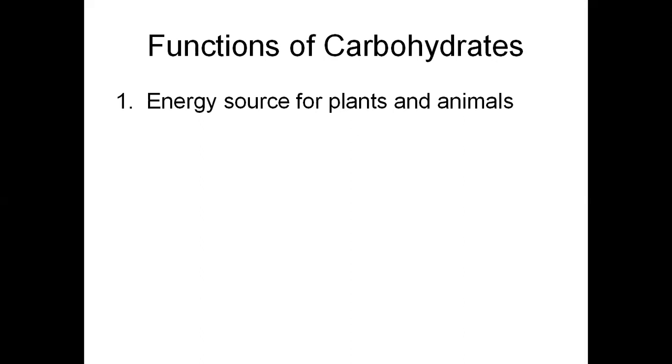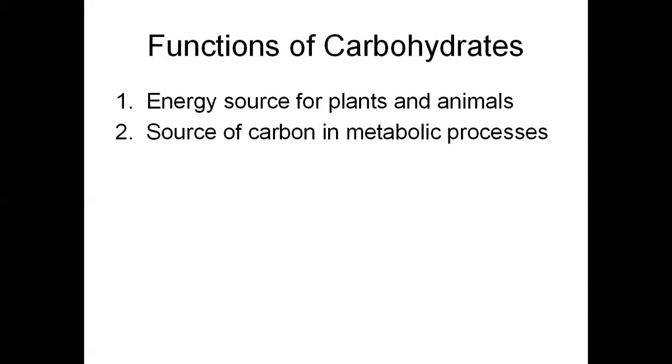One of the first pathways we will examine is glycolysis. Second, they are used as a source of carbon in metabolic processes. For example, sugar is converted into fat. Third, they are a storage form of energy in both plants and animals, though the molecules used differ.